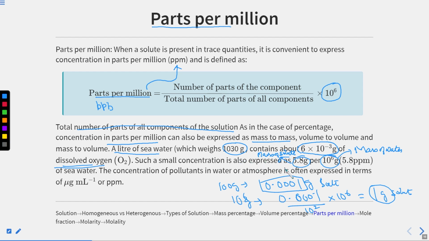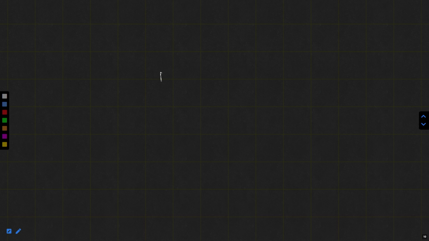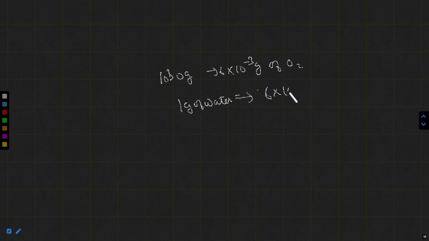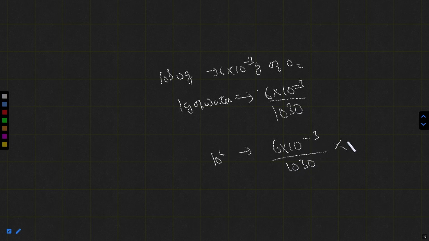If you want to take it out easily, here it is written that this amount of water contains 6 into 10 to the power minus 3 gram of oxygen. Now 1 gram of water will contain 6 into 10 to the power minus 3 by 1030, right? Now we have to take it for 10 to the power 6. So it will be 6 into 10 to the power minus 3 by 1030 multiplied by 10 to the power 6. If you calculate it, the powers get subtracted and it will be 10 to the power 2, so 6 by 103 into 10 to the power 2. If you calculate it, you will get 5.8 ppm.